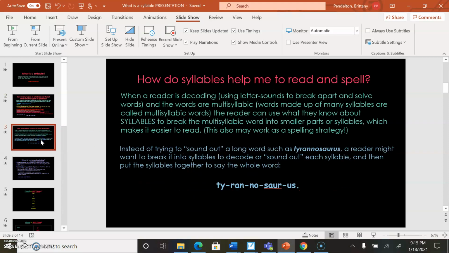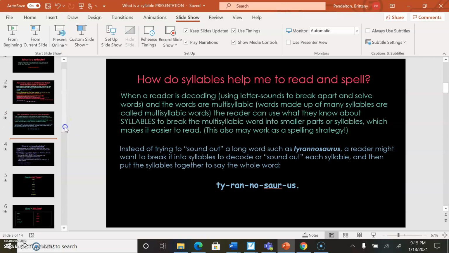Remember, it's important to know the syllable types and the vowel sound for each of the 6 types of syllables so that you know how to read and spell longer words, which again are called multisyllabic words, like this word, tyrannosaurus. Okay, since I know my syllable types and the vowel sound that each one makes, I'm able to break this big long word into syllables and blend it together to say the whole thing. Tyrannosaurus.